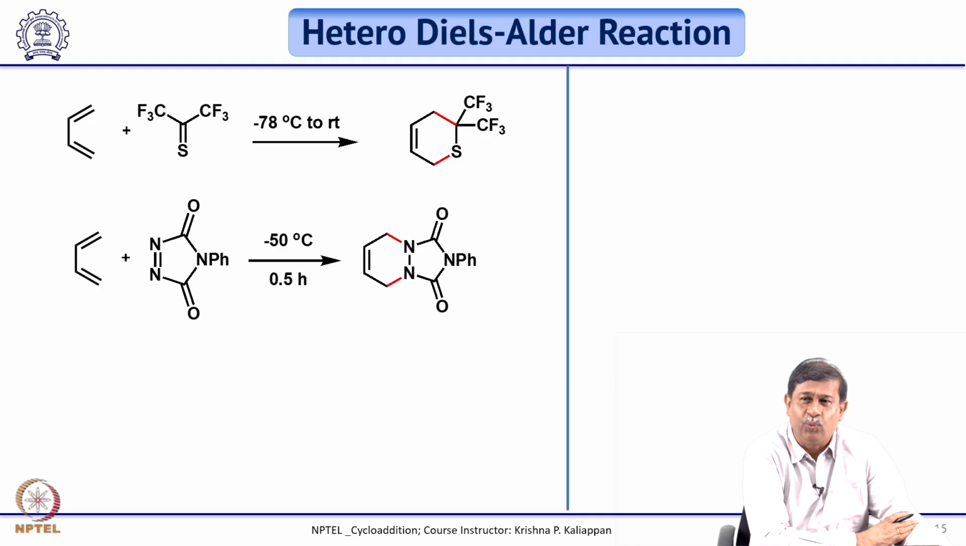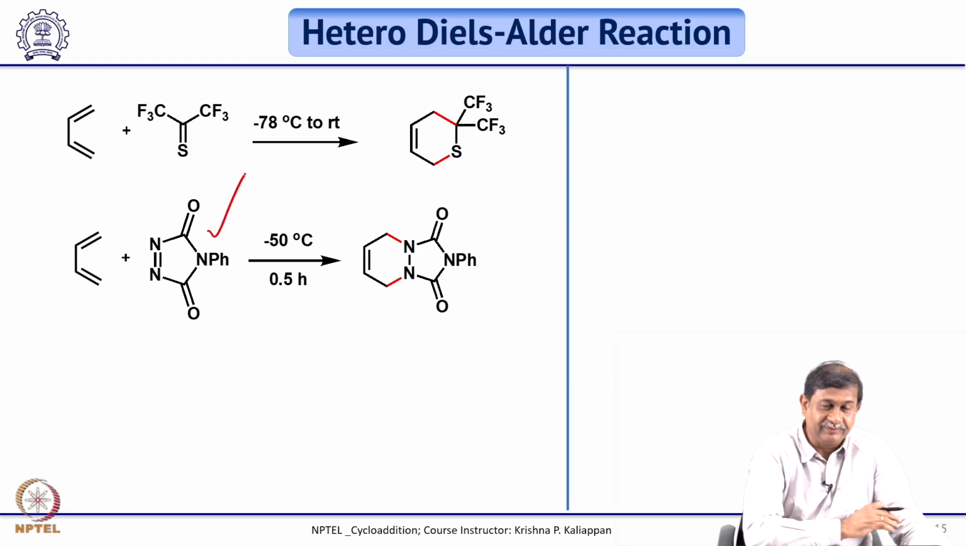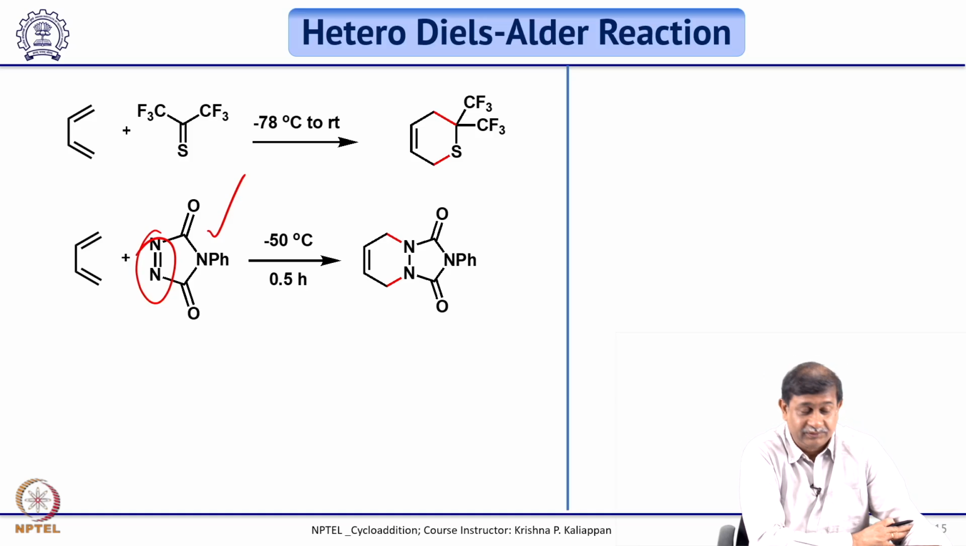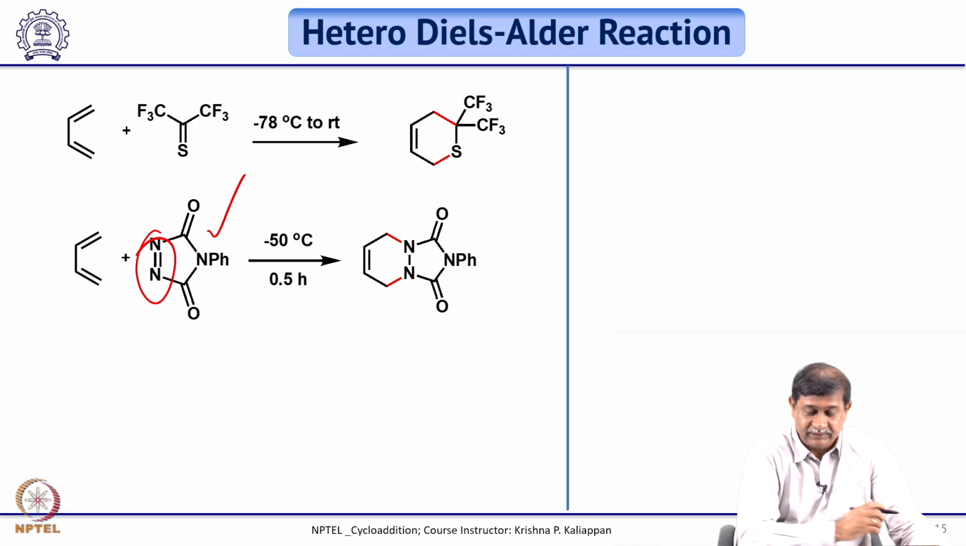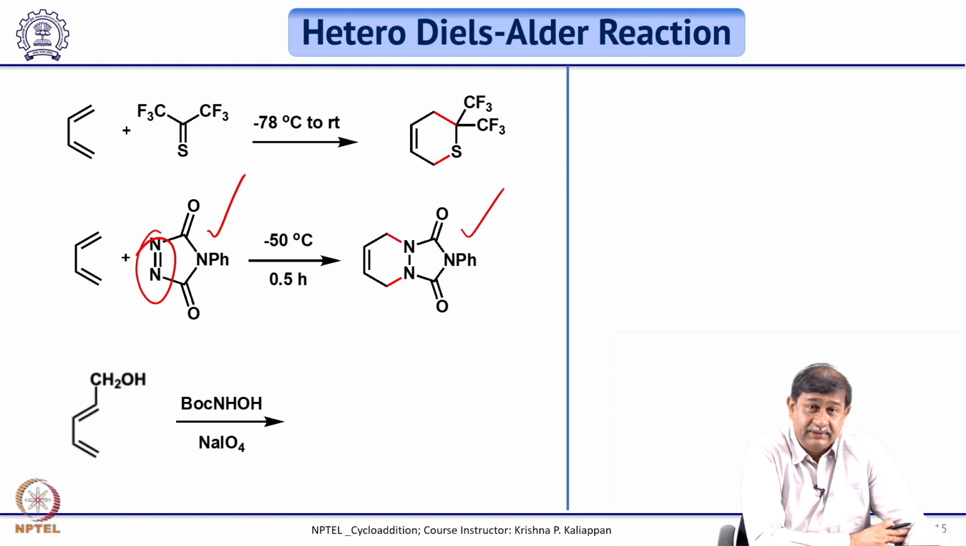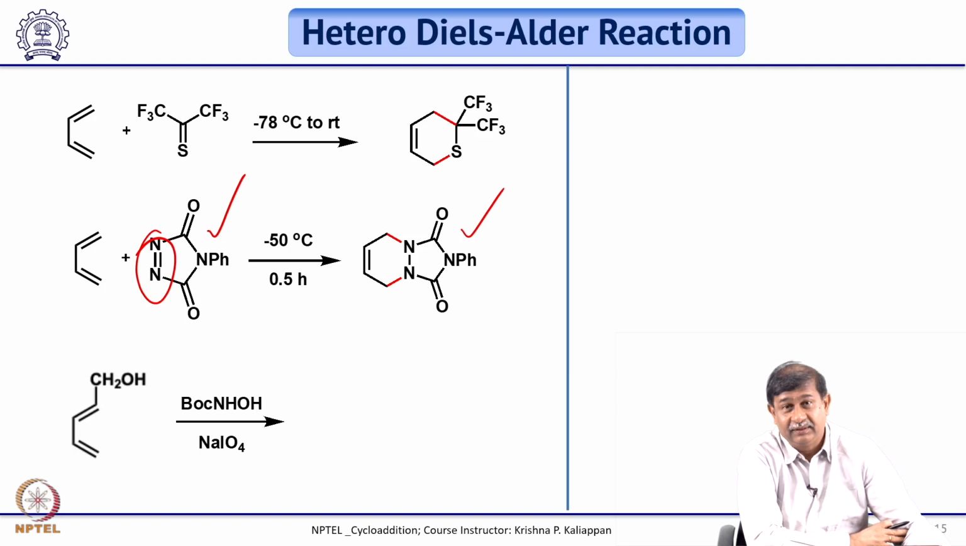Why should we have only one heteroatom? Why not 2 heteroatoms? So, if you look at this compound, it has 2 nitrogen atoms. This can also act as a dienophile. So, upon 4+2 cycloaddition, this can give this very interesting heterocycle. Sometimes the dienophile is unstable and such dienophile can be easily generated in situ.